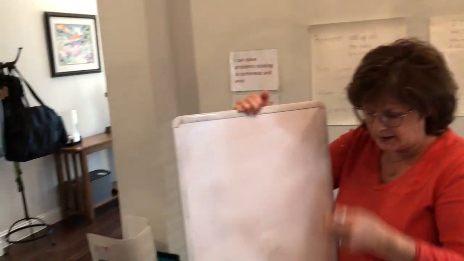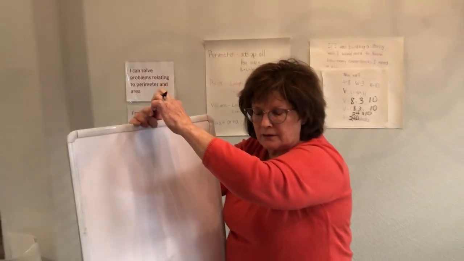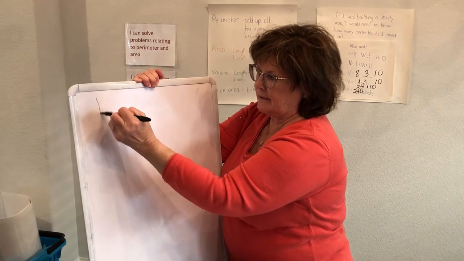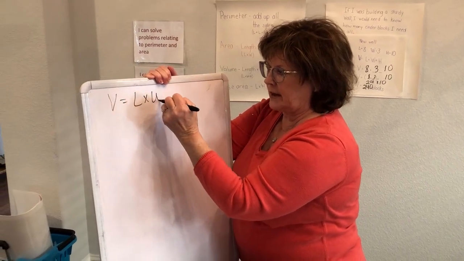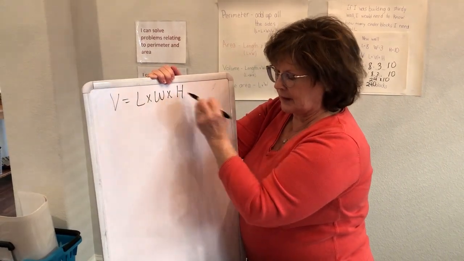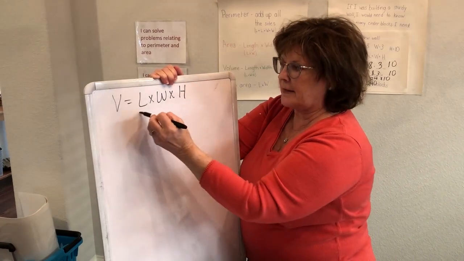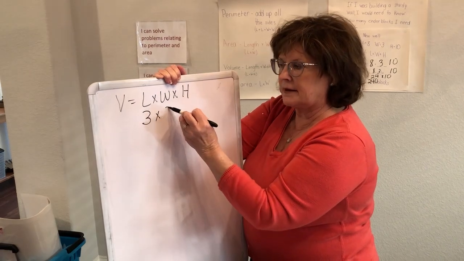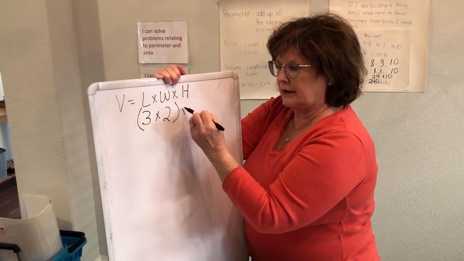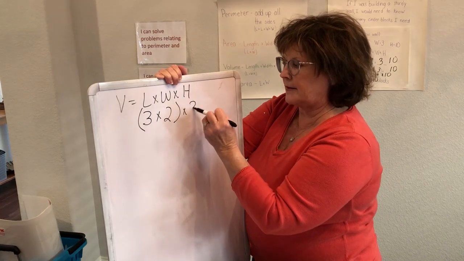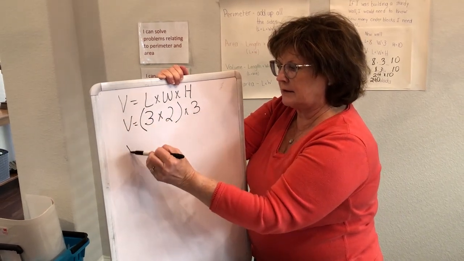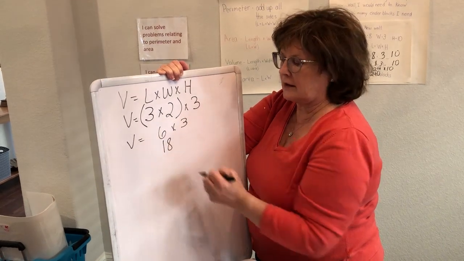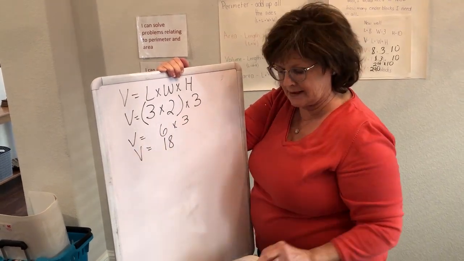Great. Let's go on. Number 2, let's see, Luther, I bet you have the answer. Our volume is length times width times height. The length is 3. Yes, Luther, and the width is 2. And Luther, how high is it? 3. Can you give me the answer? Luther, 6 times 3. Great, 18. The volume of this shape is 18.